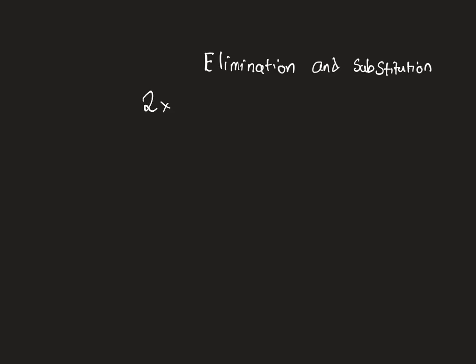In today's video we're going to be looking at elimination and substitution. So we're going to start off with an example: 2x squared plus 3y is equal to 5. We'll call this equation number 1, and x squared plus y is equal to 3. We'll call this equation number 2. So we're going to start off looking at substitution.